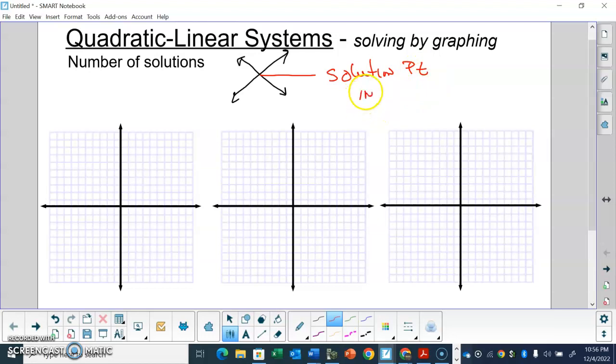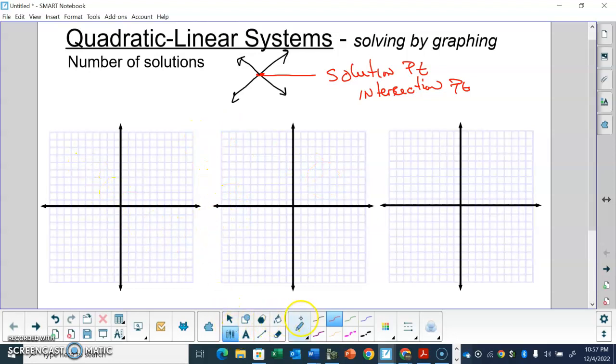And then down here I'm just going to write intersection. That should be an S. So that's the intersection point, the point where the two graphs cross each other. So let's look at the number of solutions we can have.